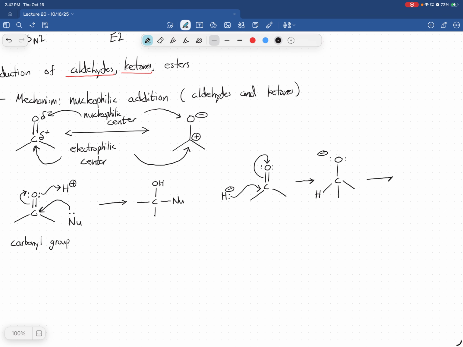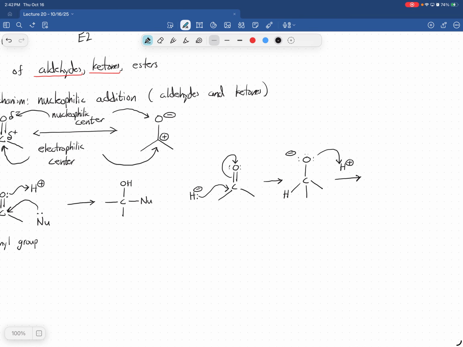Okay, and then the last step here, you would isolate your product. To isolate organic substances, they have to be neutral. So we add an acid source like diluted HCl, and then this oxygen will pick up this hydrogen, and that will turn into your alcohol. So we have to isolate the alcohol that way.